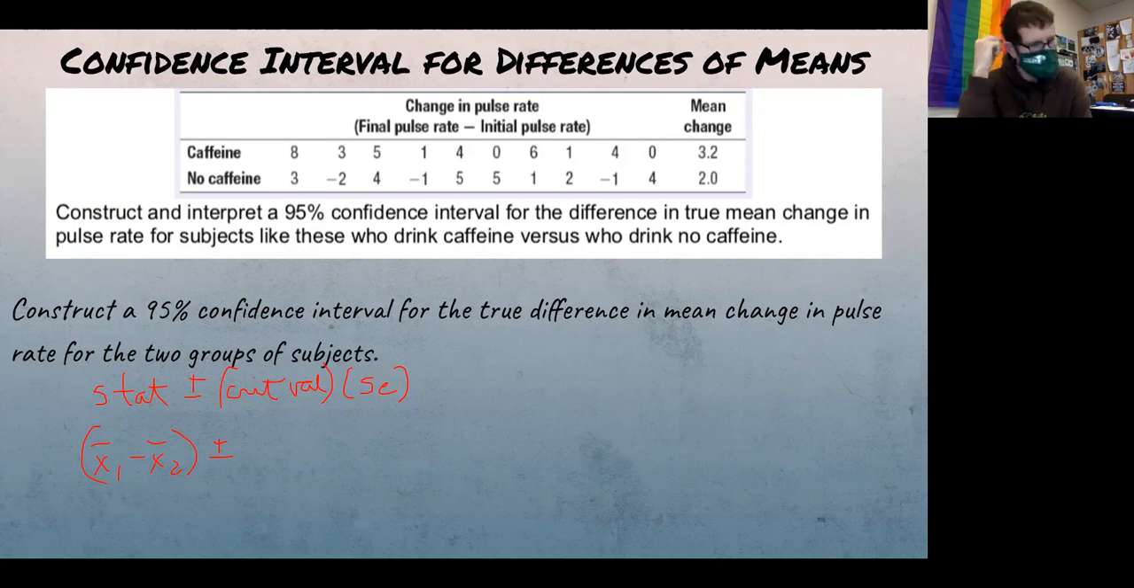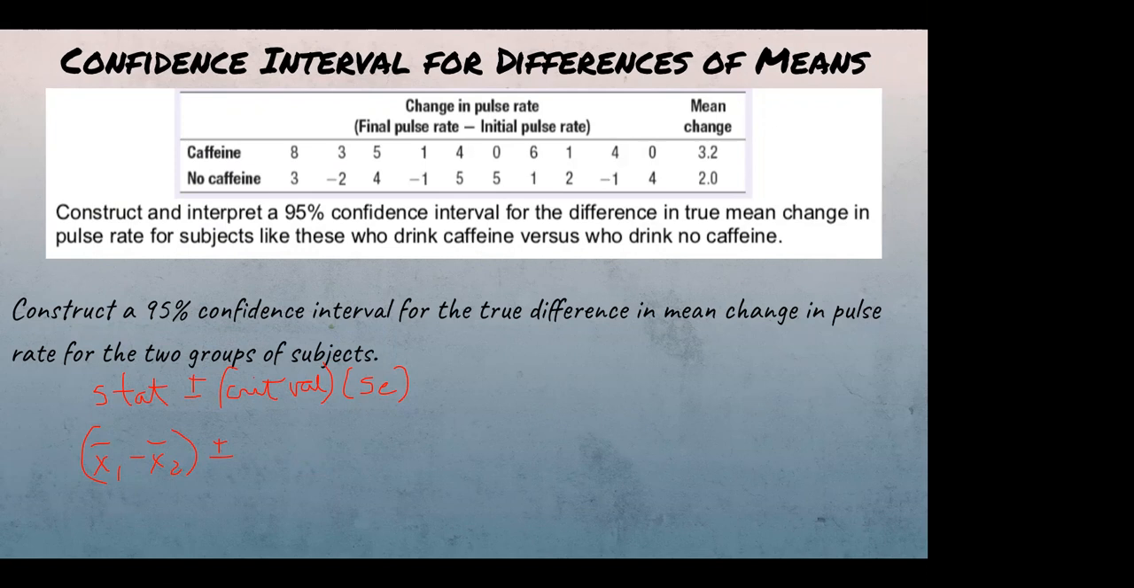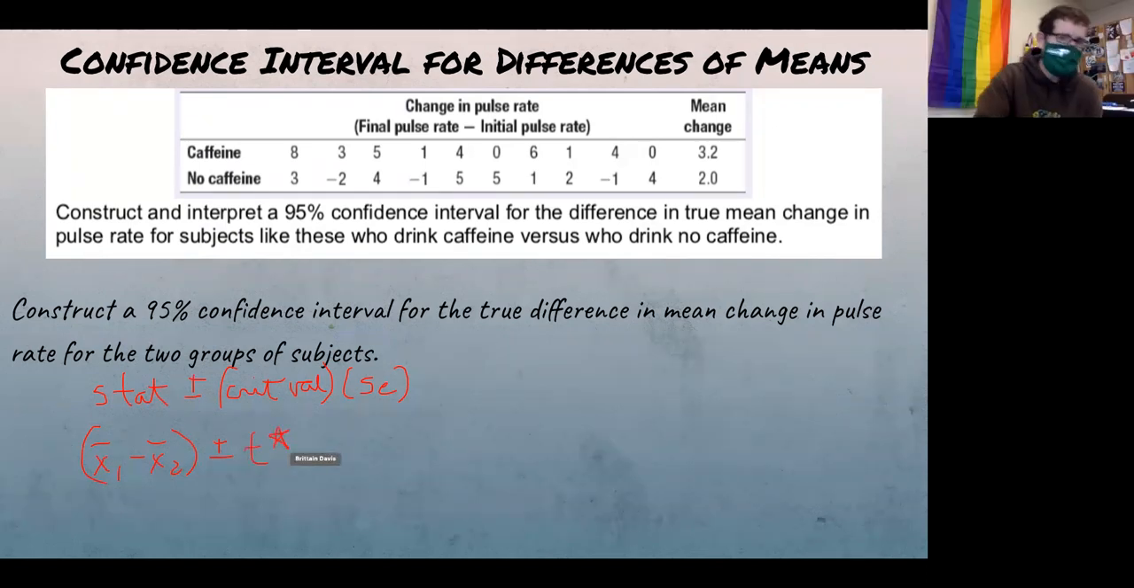You remember our critical values? Not the actual numbers, I want to clarify. T star? There it is, T star. So we're either using T star or Z star. Because it's means, it's T star.